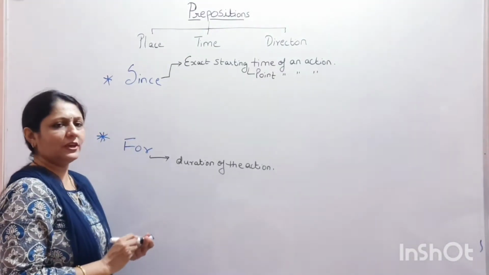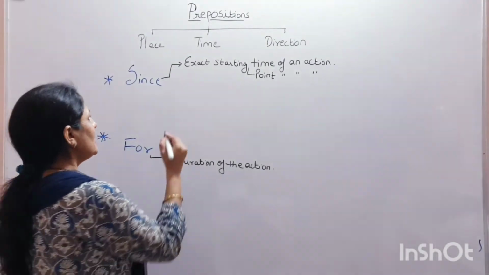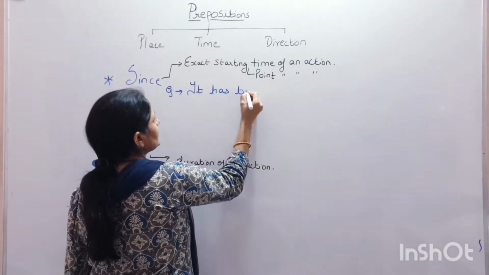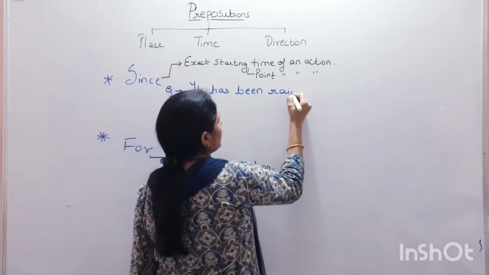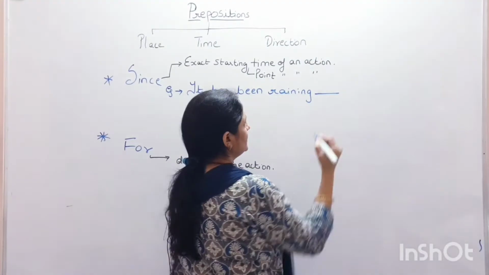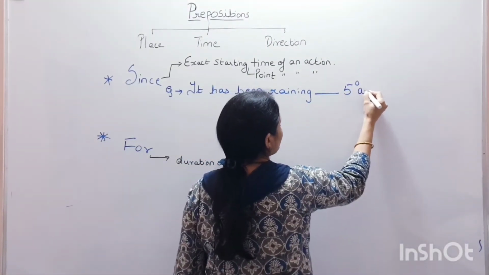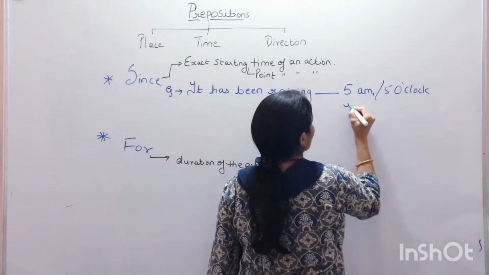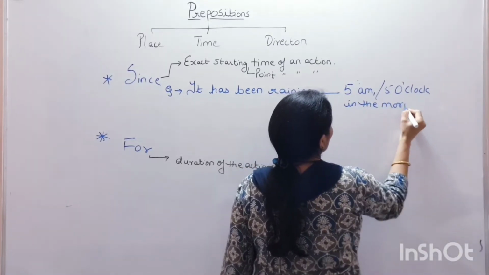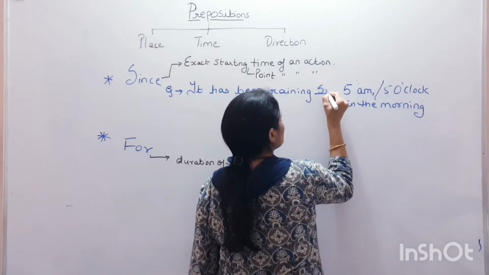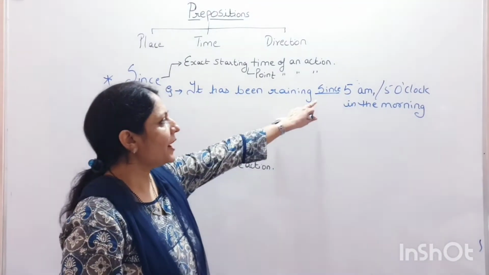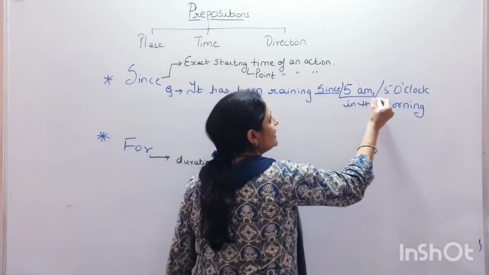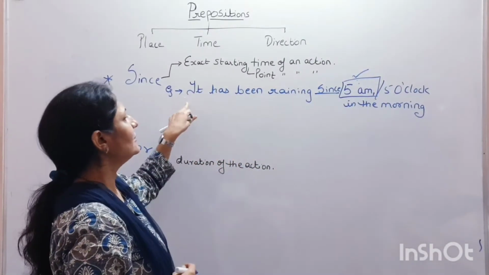Now let's see how do we use this preposition. For example, it has been raining dash 5 a.m. or I can say 5 o'clock in the morning. Here I will use the preposition since. Why have I used the preposition since? Because I have told you the exact time when it started raining.